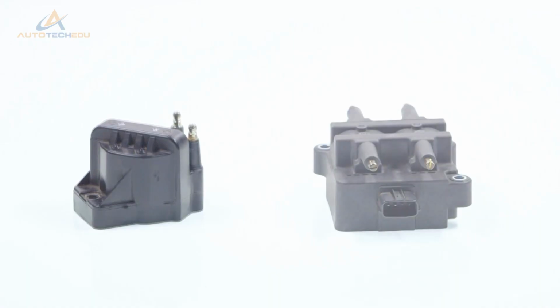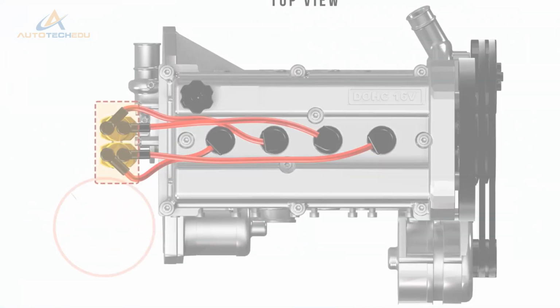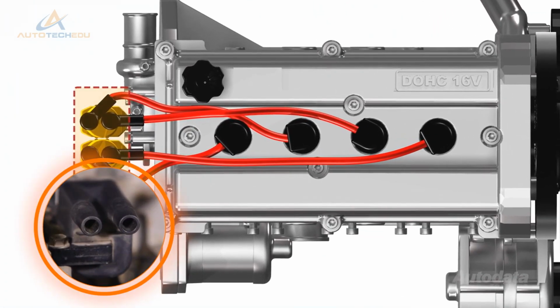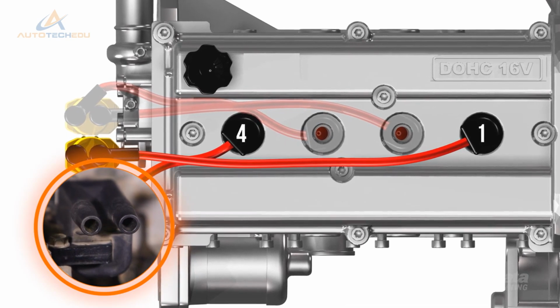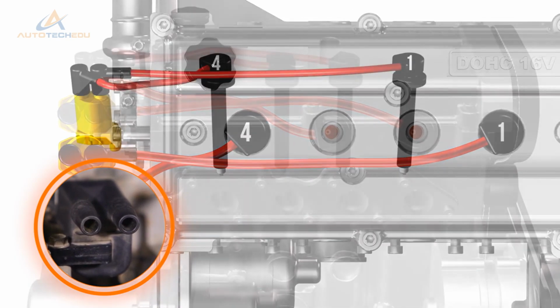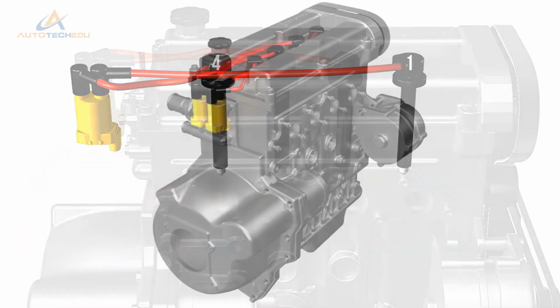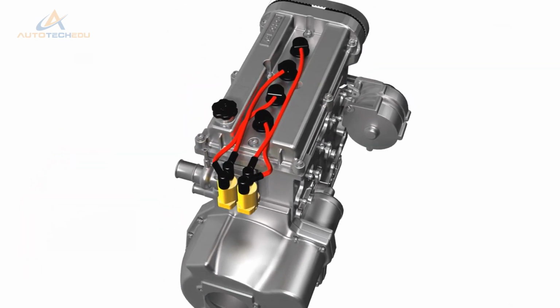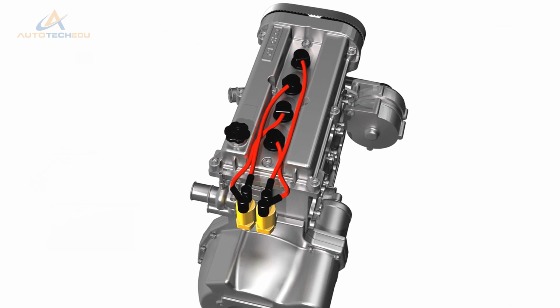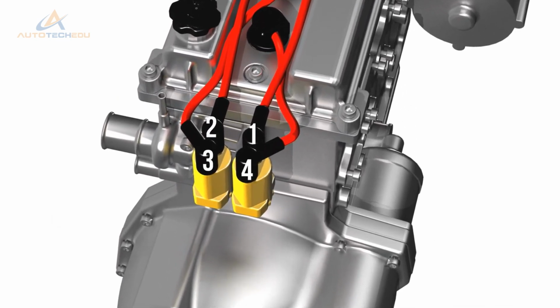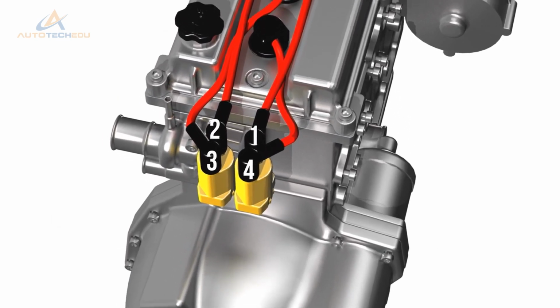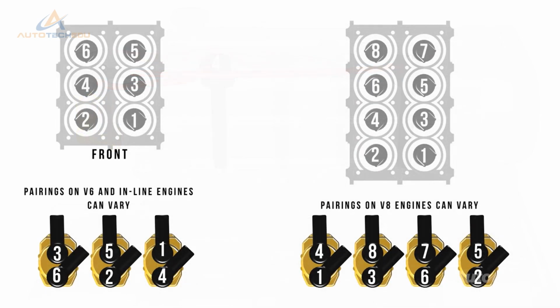A wasted spark ignition system uses one ignition coil for two spark plugs. Both ends of the coil's secondary side are directly connected to a spark plug. This means when the coil is triggered, both plugs are fired at the same time. There are two ignition coils on a conventional 4-cylinder engine, so the pairing would be 1 and 4 and 2 and 3. Using a wasted spark system, a 6-cylinder engine would have 3 coils and an 8-cylinder would have 4 coils.